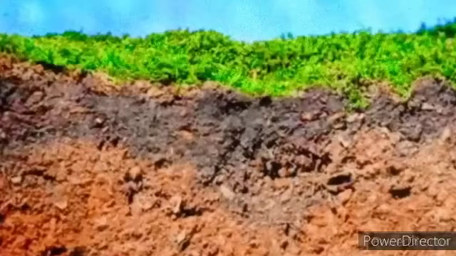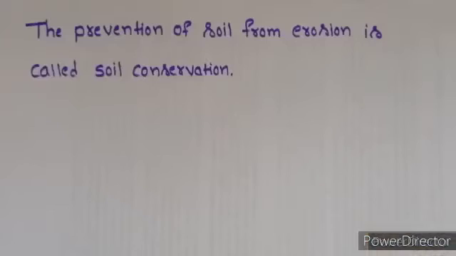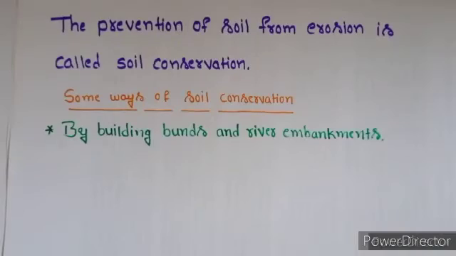So, we need to make efforts to prevent soil erosion. The prevention of soil from erosion is called soil conservation. Let us look at some ways of soil conservation. The first way is building bunds and river embankments.